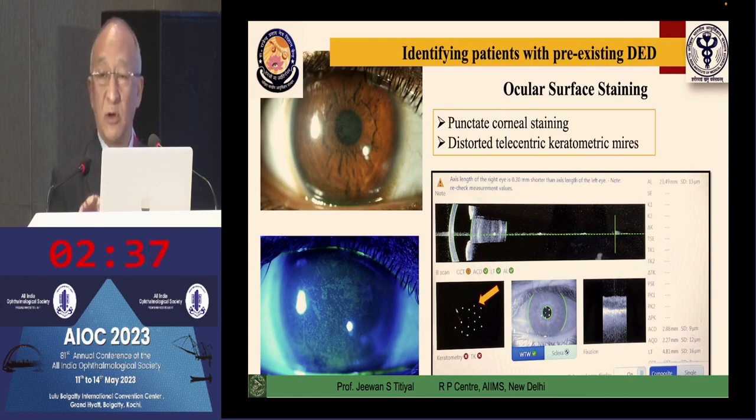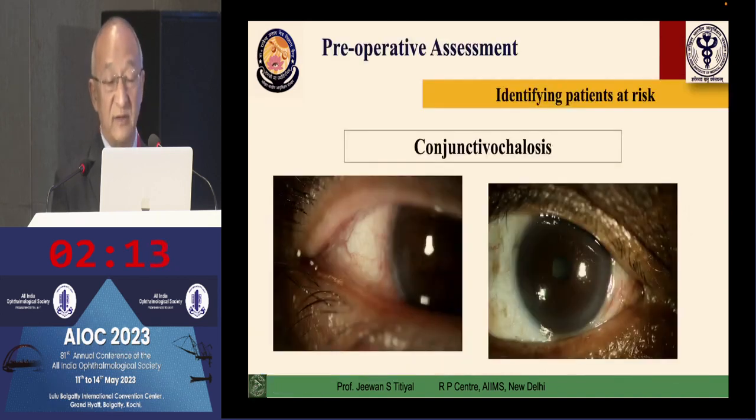Sometimes your optometrist or the person who is doing the investigation tells you that the patient doesn't have a good ocular surface just by looking at the keratometric mires, or if you look at the telecentric mires in your IOL Master, he can tell you that this patient has an ocular surface disease. If you see this particular case, it looks quite normal. You put fluorescein and see how much surface punctate staining the patient has.